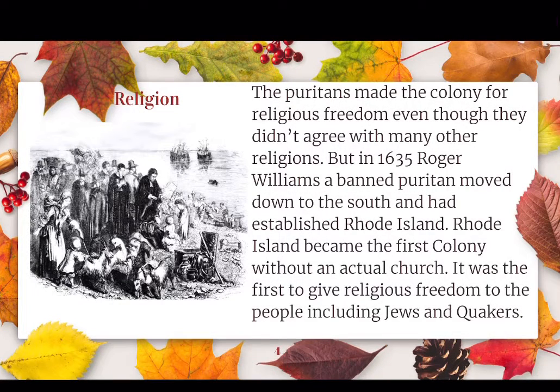Religion. The Puritans made the colony for religious freedom, even though they didn't agree with many other religions. But in 1635, Roger Williams, a banned Puritan, moved down to the south and established Rhode Island. Rhode Island became the first colony without an actual church, and it was the first to give religious freedom to the people, including Jews and Quakers.